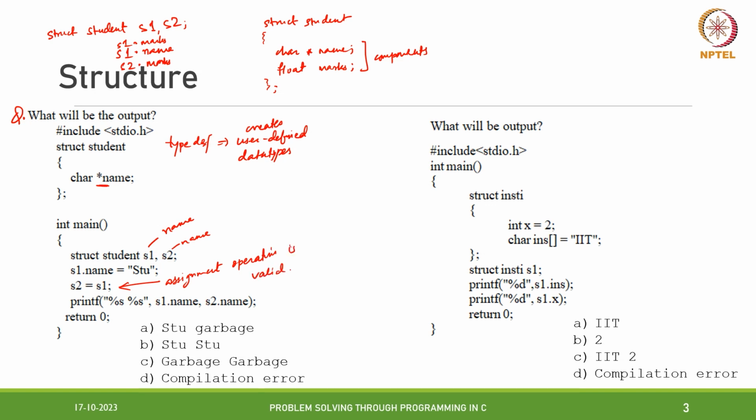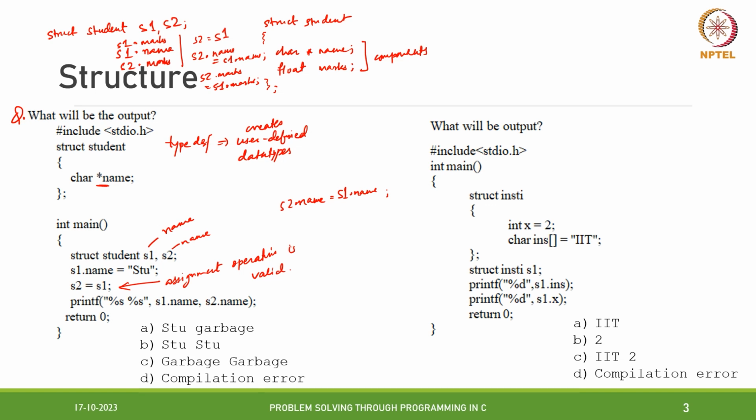That means it needs to be a structure of the same type. Here we have a structure of type student, so it has only this one component called name. When we write s2 equals s1, basically it will do s2 dot name equals s1 dot name. Similarly, in the other case, if we wrote s2 equals s1, it would have done s2 dot name equals s1 dot name, and s2 dot marks equals s1 dot marks. But if you have two different structures, say one structure with only the component name and the other with components name and marks, and you try the assignment operation, it will give you a compilation error because the structures are not the same type.